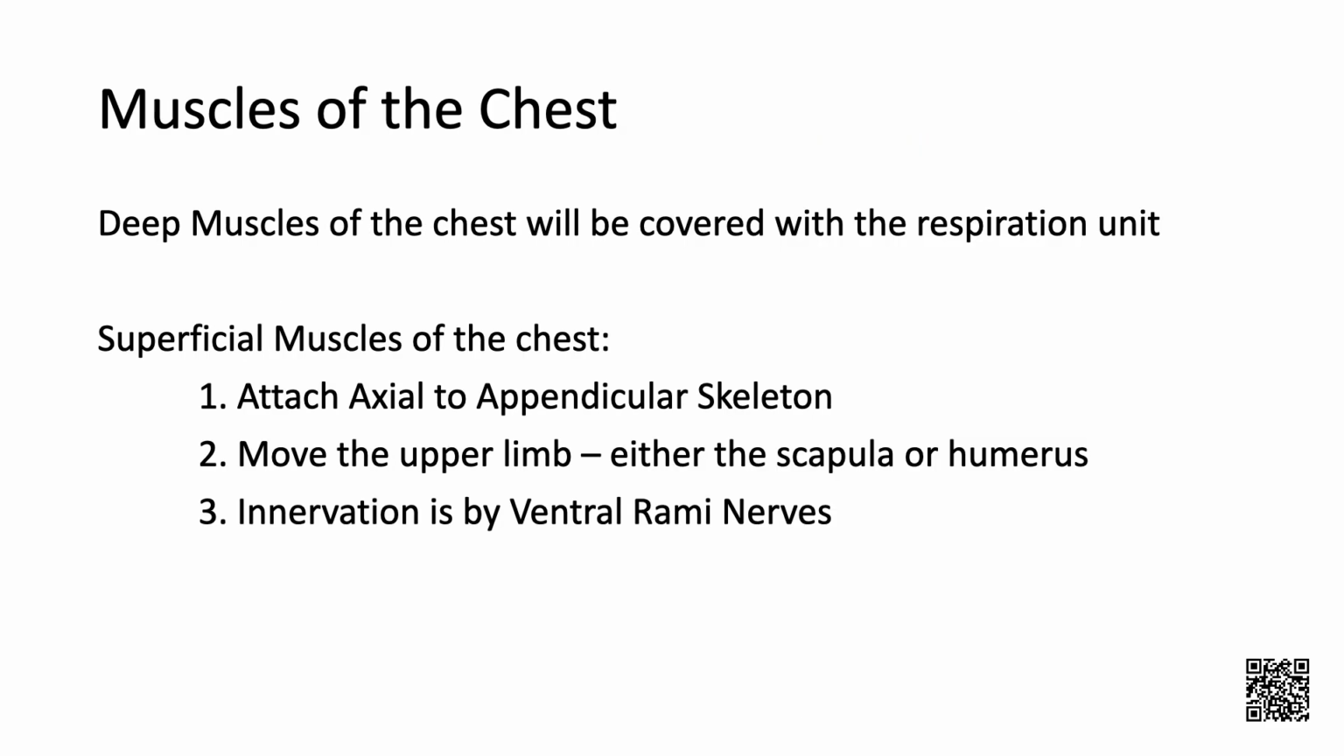Superficial chest muscles attach the axial skeleton to the appendicular skeleton and move the upper limb. Their actions focus on the scapula and the humerus. They're innervated by the ventral rami nerves. Deep chest muscles will be covered with respiration, so here we'll stick to the superficial ones.